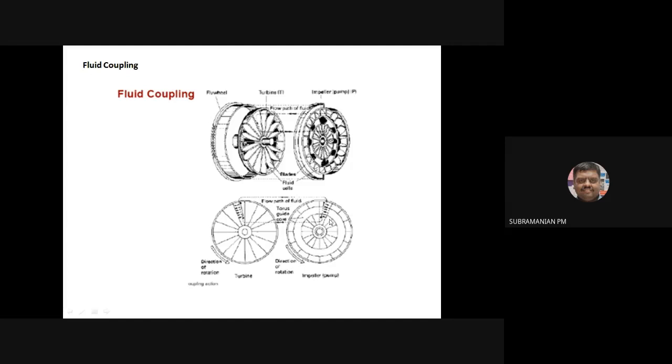Here the blades of the impeller will be working on the fluid, whereas the fluid will be going and exerting work on the blades of the turbine. Here the centrifugal force will be maximum and the fluid moves inward, and the force decreases. Whereas here it starts from the inner side, centrifugal force increases, and it reaches a maximum at the periphery.